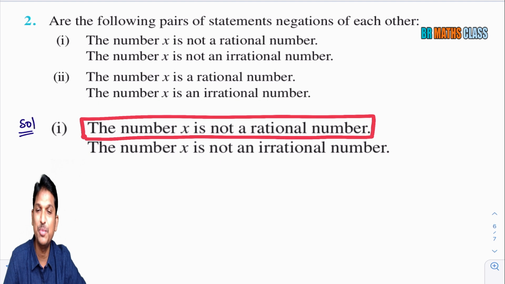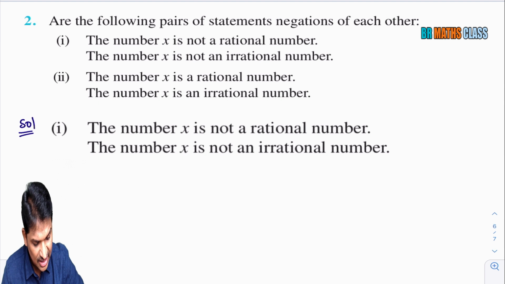That means what is number x? The number x is an irrational number. Try to understand. Whatever the first line is, the number x is not a rational number. If the number x is not a rational number, then the number x is what? The number x is an irrational number. No need to rewrite, just try to understand. What is the first line? The number x is not rational, given. Not rational means irrational. The number x is irrational.